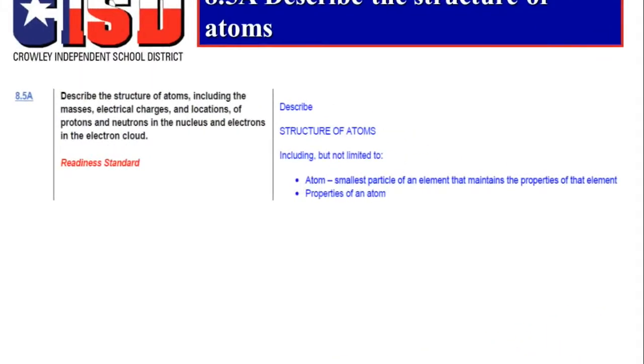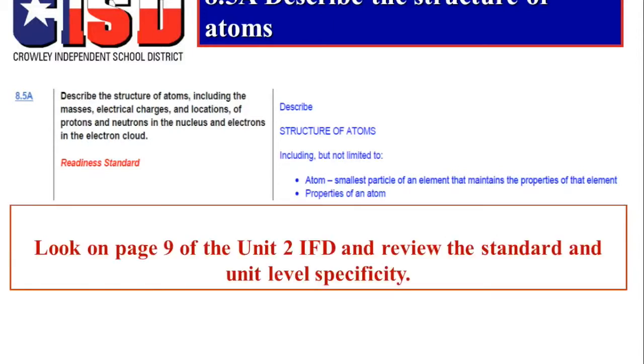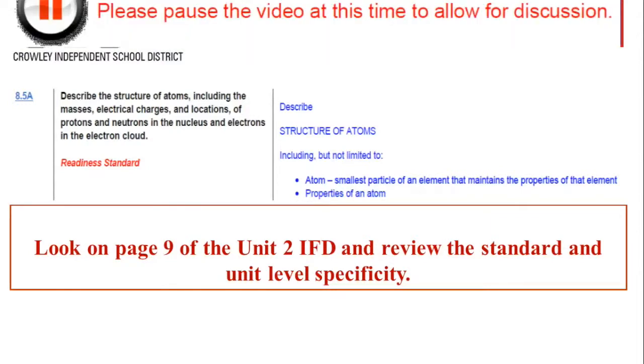Now let's focus specifically on the hotspot. As you can see, this is a readiness standard. This standard is part of Category 2, Force, Motion, and Energy, which makes up 23% of the STAR Blueprint assessment. Please take a moment to pause the video to look on page 9 of the Unit 2 IFD and review the standard and unit level specificity.